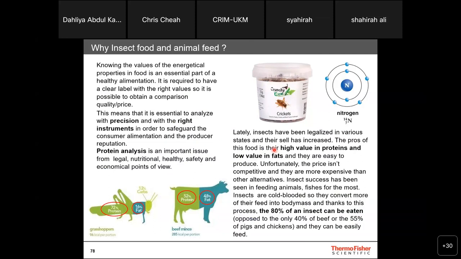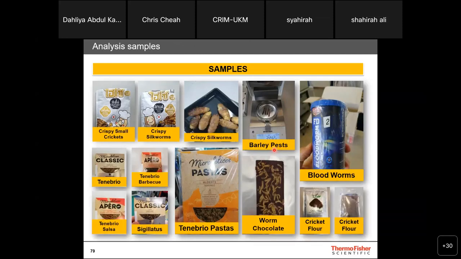So what is insect food and animal feed? There is a certain protein level in this type of sample. Some of the samples are quite interesting, but I never tried any of them. It is actually small crickets, and they have a certain flavor, like pasta. They try to prove to the community or the consumer that it contains a high protein level.